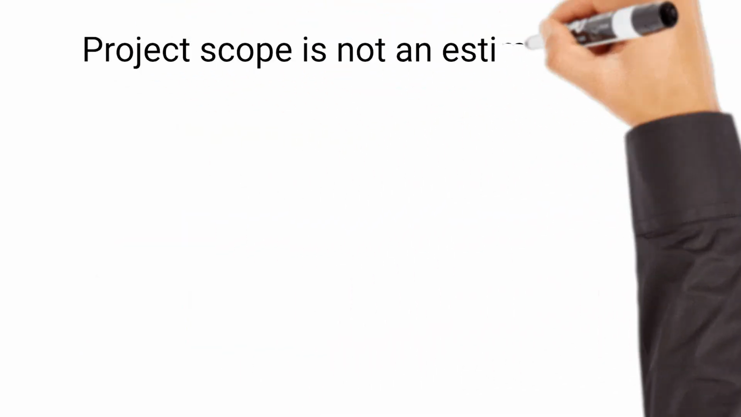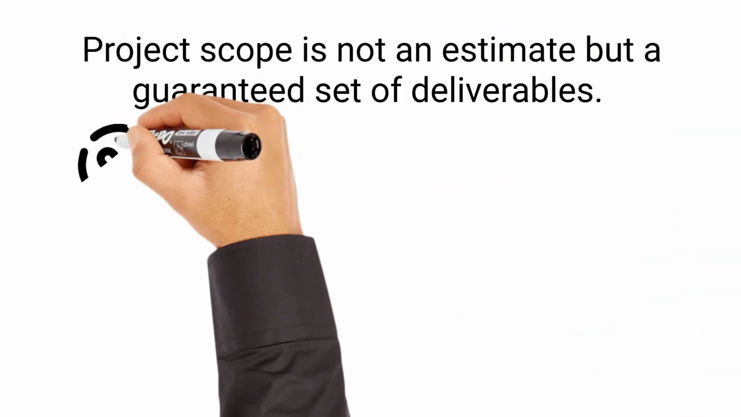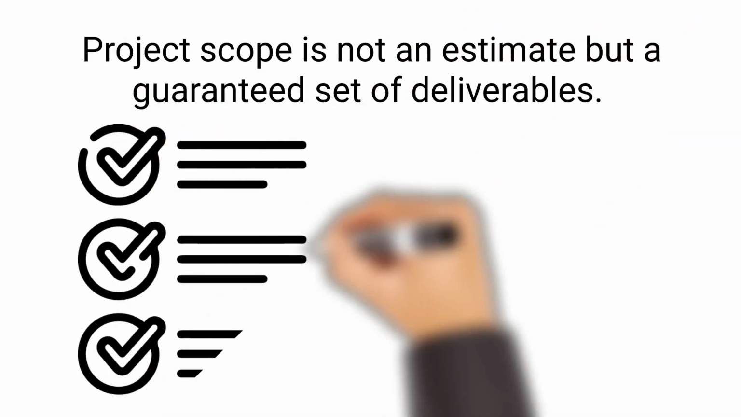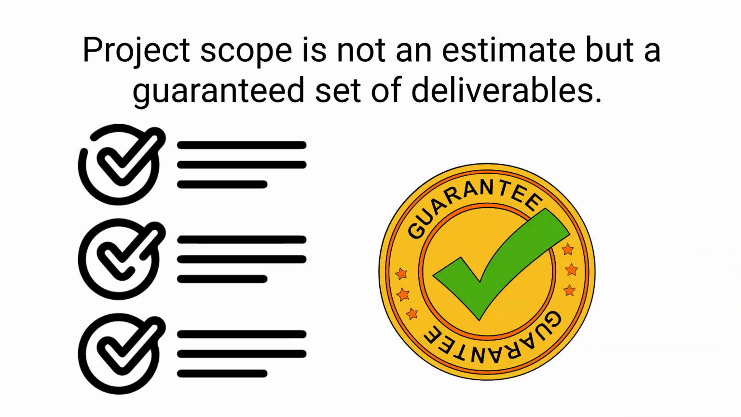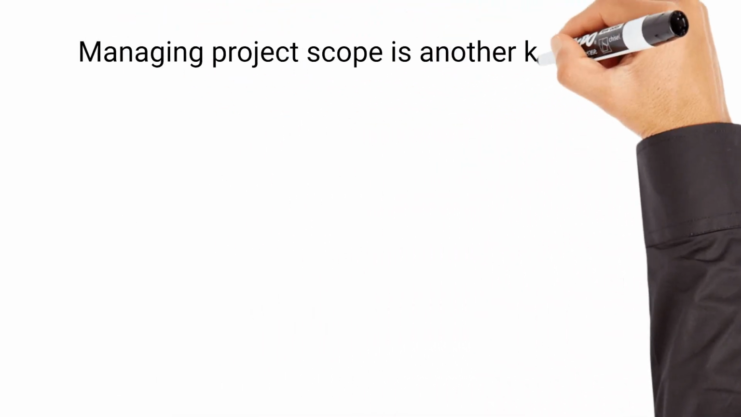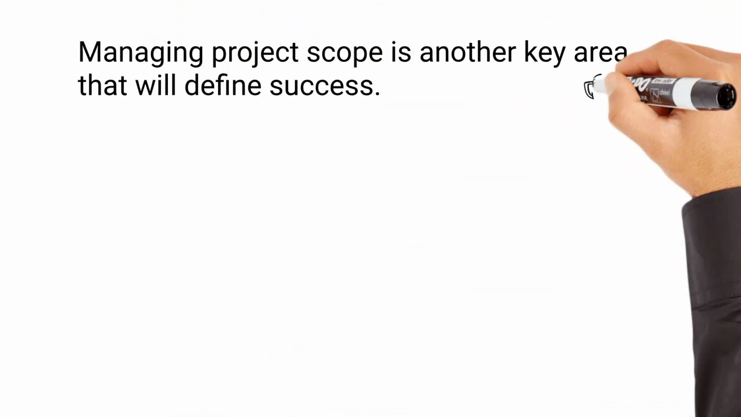Project scope is not an estimate, but a guaranteed set of deliverables. All work is subject to specified quality and standards. You cannot ignore quality. Quality is an inbuilt requirement of every work you do on your project. There could be scope risks and tolerance ranges associated with the scope of work. Managing project scope is another key area that will define the success of project work.